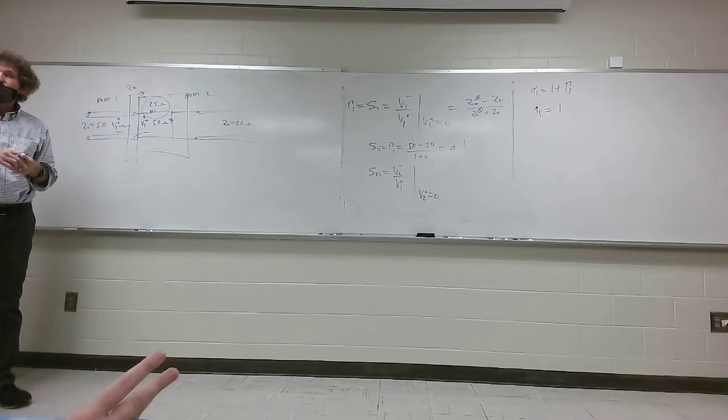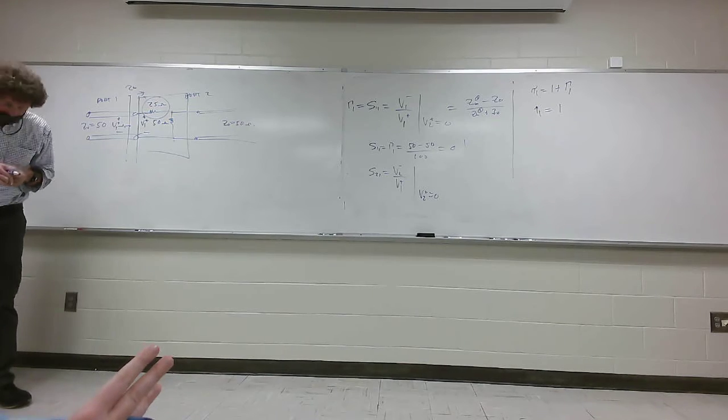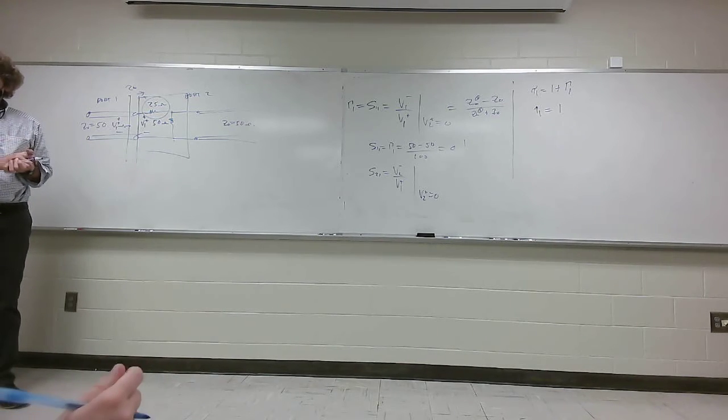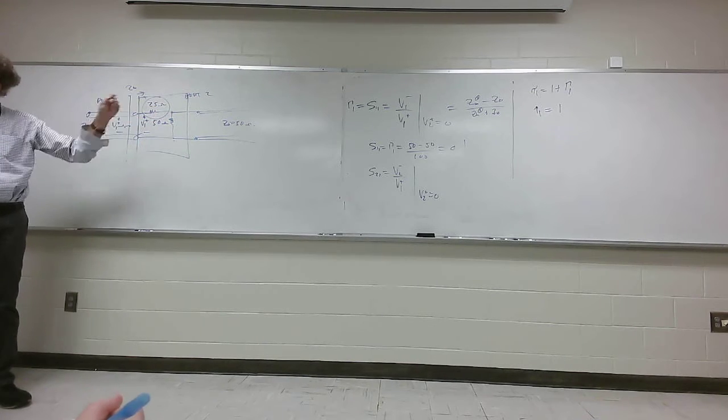Yeah, if it was anything other than 1, it would be V1 times the transmission coefficient. That's right, and I'm going to do an example of that. You'll see this when we do the port parameters on 2.